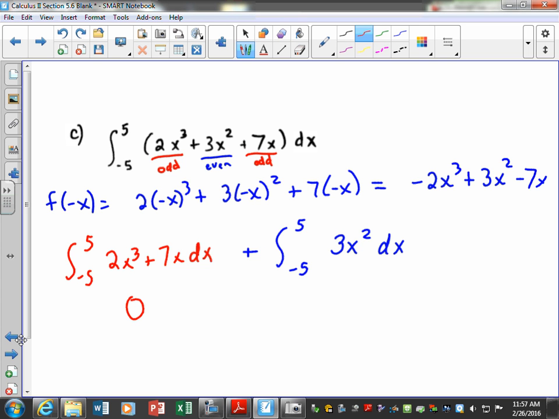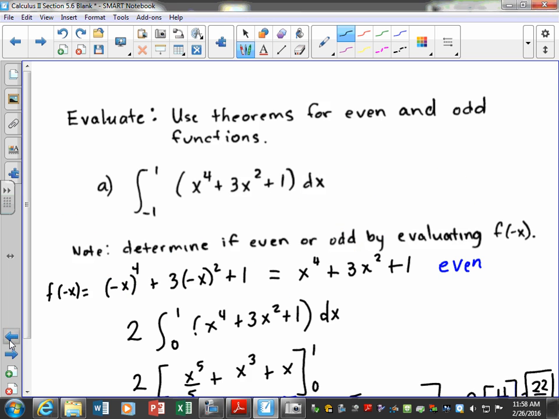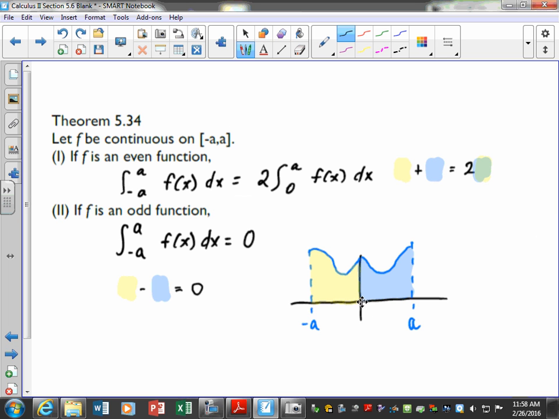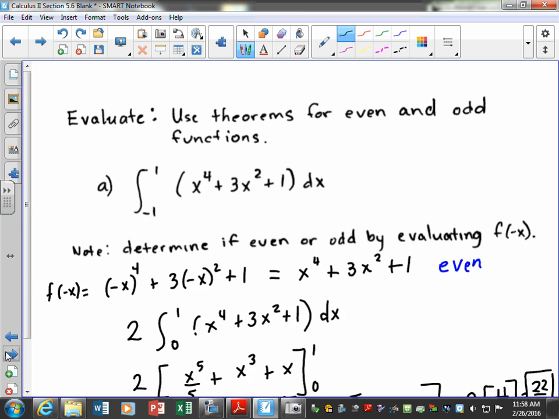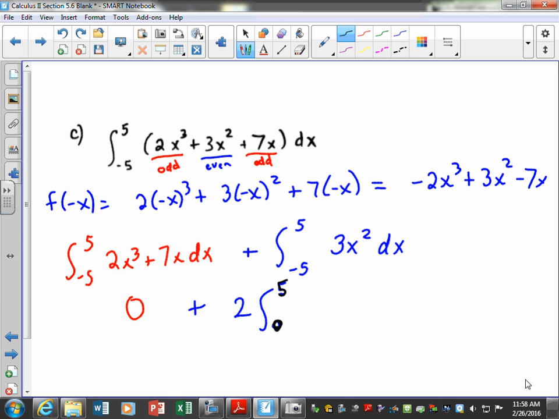And then for the even function, we would rewrite this as 2 times the integral evaluated from 0 to 5. Now remember, make sure you make special note of that: 0 to 5. And we changed that. Let me tell you why. Because we're going to say from here to here, and we're going to double it, because remember, these are the same region. So that's why we're real careful to make sure we make that adjustment there. And then we have 3x squared dx.